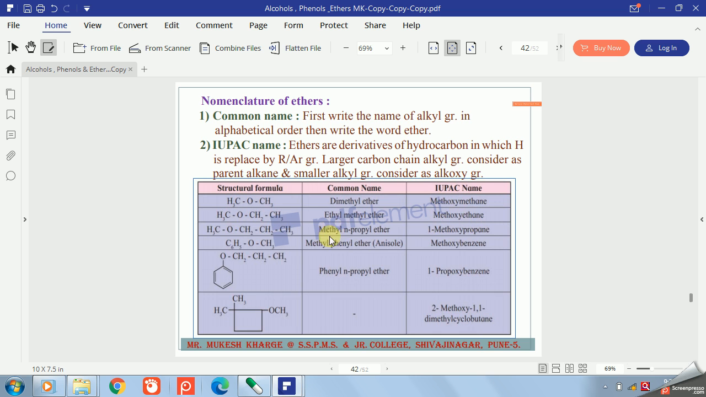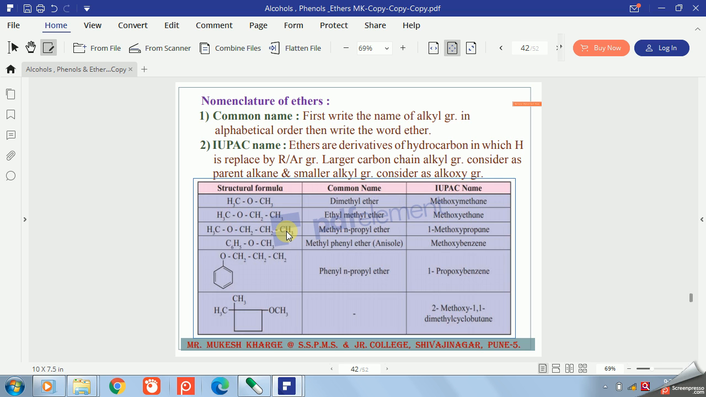Methoxyethane. Okay, then the next compound is CH3O CH2 CH2 CH3. Now one alkyl group is CH3, meaning one carbon, so methyl, and it is attached to oxygen, so it is the lower group, so methoxy. Then the 3-carbon group is in a chain, so n-propyl. According to the common name system, M and P are considered, not n, from n-propyl, so alphabetically M comes first, so methyl n-propyl ether is the common name.